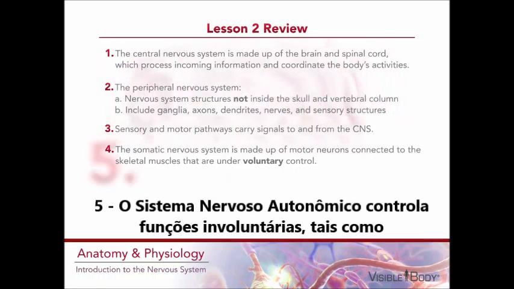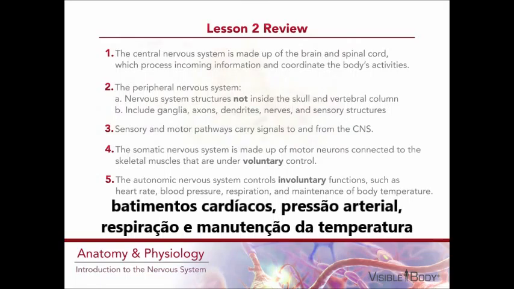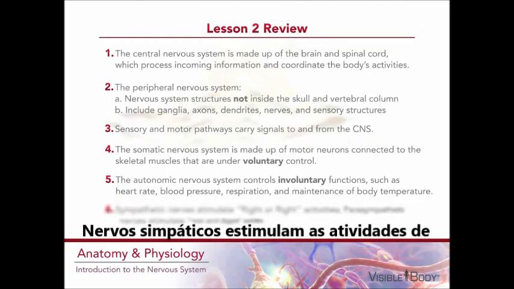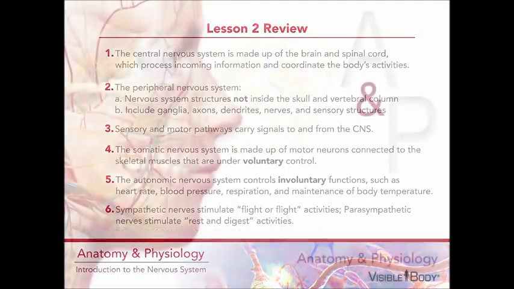5. The autonomic nervous system controls involuntary functions, such as heart rate, blood pressure, respiration, and the maintenance of body temperature. 6. Sympathetic nerves stimulate fight or flight activities. Parasympathetic nerves stimulate rest and digest activities.